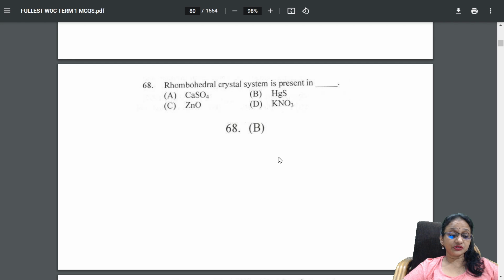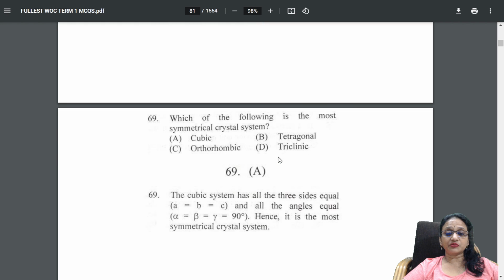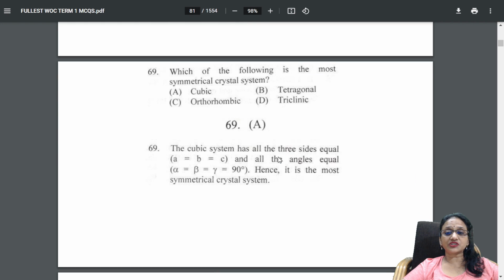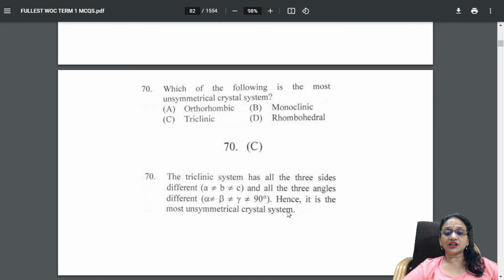One more question, students. So please go through it, right? And then comes your Bravais lattices. One more type of question is here: which of the following is a more symmetrical system? Yes, symmetrical means cubic. All are equal. Like that, they also ask about unsymmetrical systems, because all are unequal. That's nothing but triclinic structure.